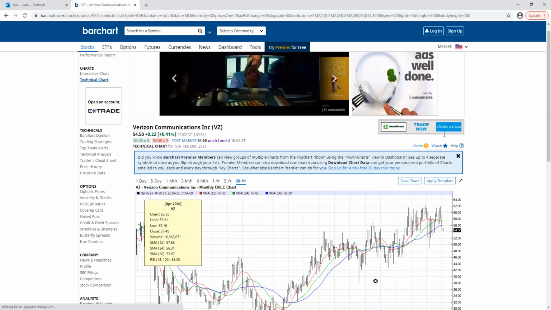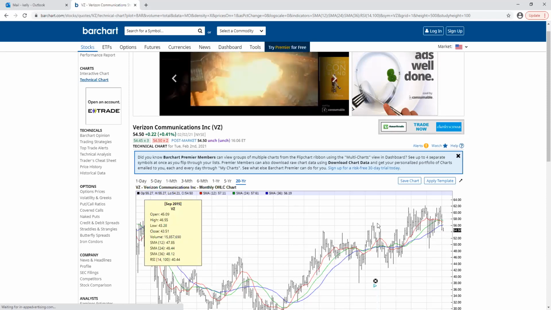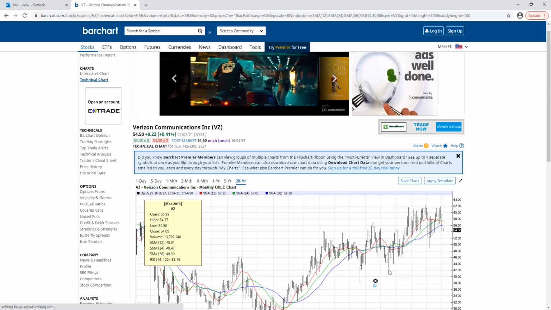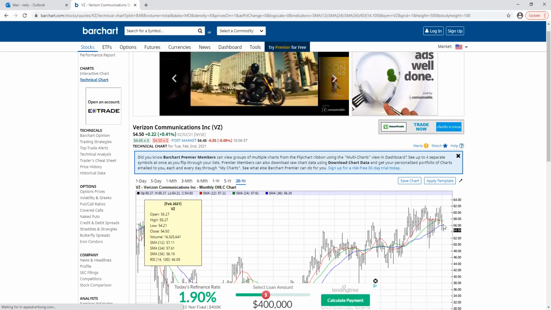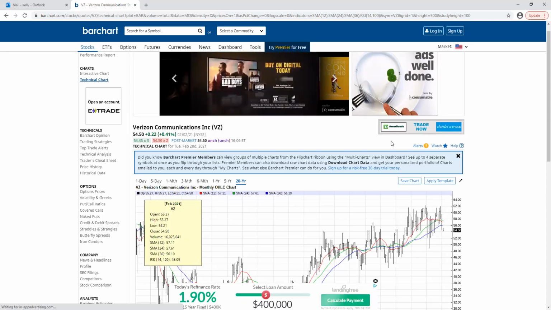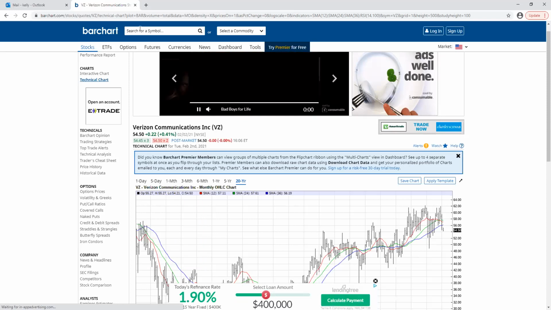Sometimes it breaks and comes back up. But these are kind of nerve-wracking times. The fact that the average is still rising, I view that as a positive. Okay, so that's the story on Verizon.